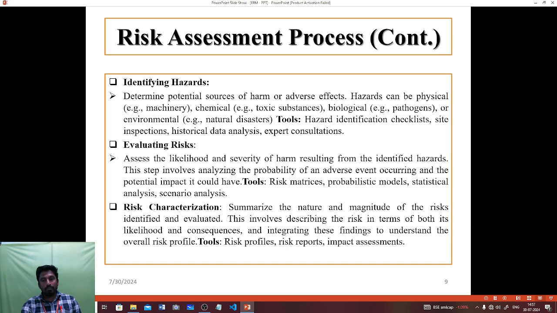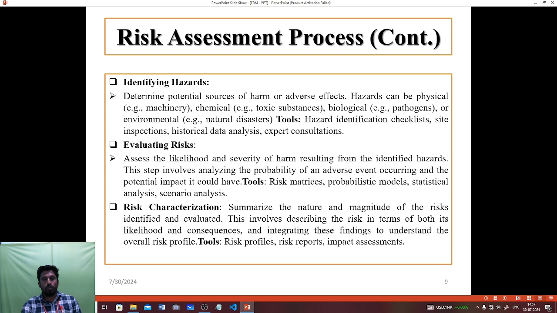A hazard is any event or any substance that can change the natural sources, and that is called a harm. It has an adverse effect; it will have a negative effect on the environment. Hazards can be classified as physical, chemical, biological or environmental. Physical, for example, means machineries; chemical means very toxic substances; biological means pathogens; and environmental means natural disasters.